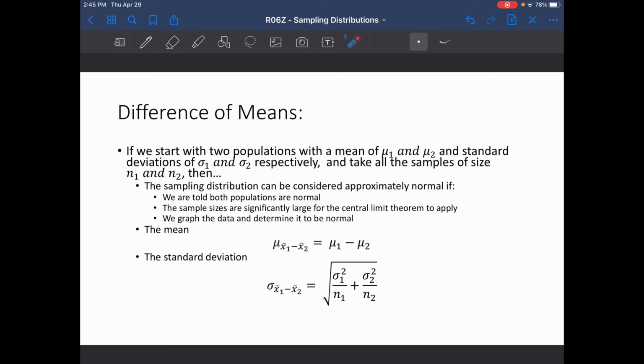That gives us our total difference in sample mean right there. And then our sample standard deviation is going to be represented by the square root of the population standard deviation of 1 squared, plus the population standard deviation of 2 squared, and then both of those are going to be divided by the sample size of population 1 and the sample size of population 2.